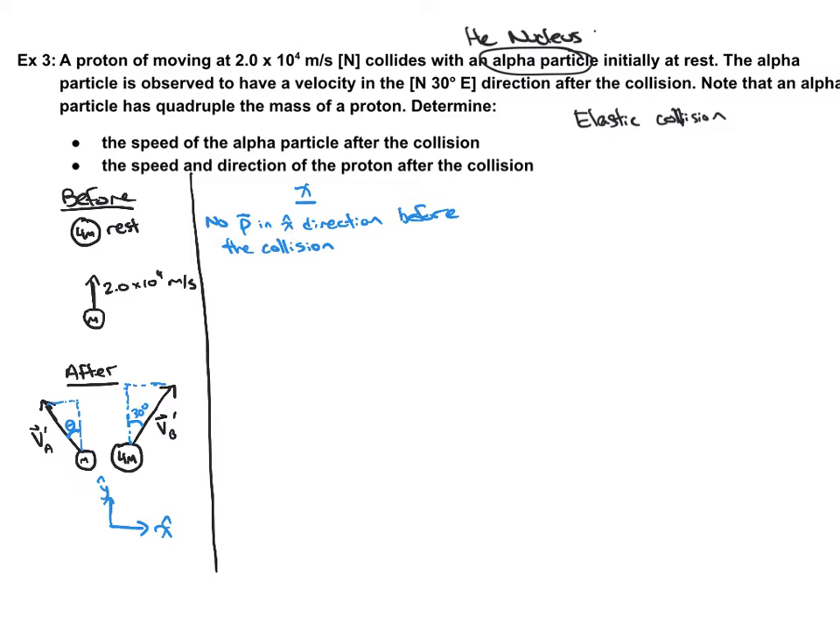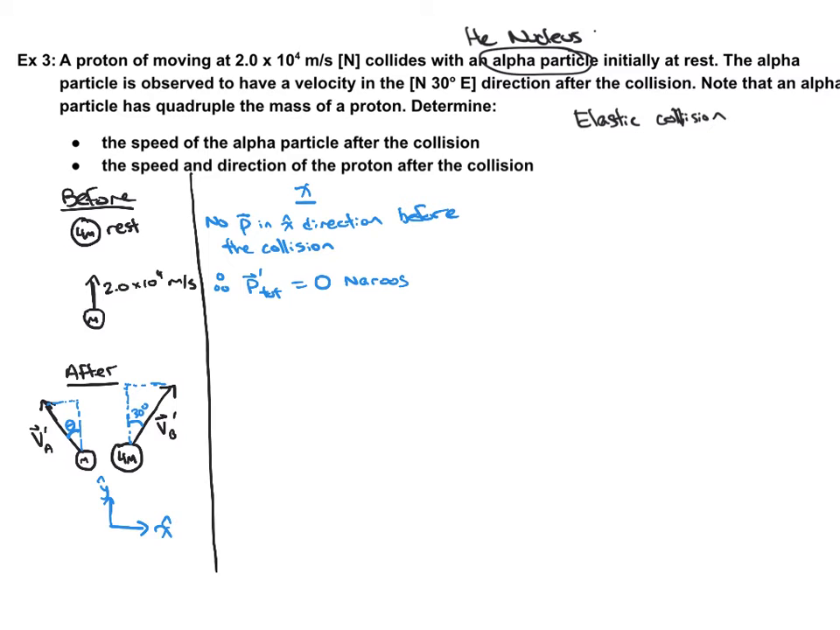So, due to the conservation of momentum, my p prime total must equal 0 as well. My x momentum after the collision has to equal 0. So when I look at my after diagram, I've got an x component on each of those particles, and they're going in opposite directions. So their magnitudes are going to have to be equal to each other, the magnitudes of those momentums.